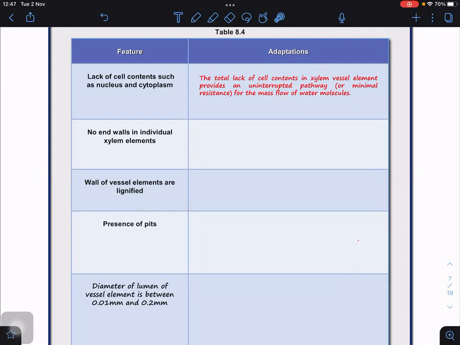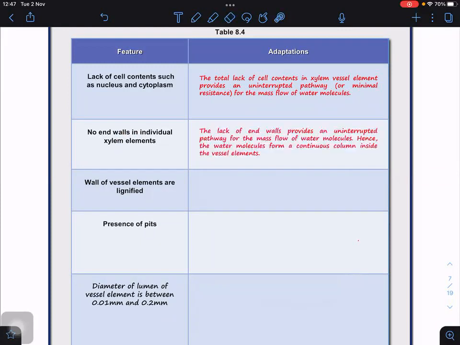It's not osmosis, because osmosis is too slow. Okay, it's mass flow. And it cannot be osmosis because no membranes are involved. Okay, so there is no end wall in individual xylem elements. So again, the lack of the end wall provides an uninterrupted pathway for the mass flow of water, and the water molecules form a continuous column inside the vessel element.